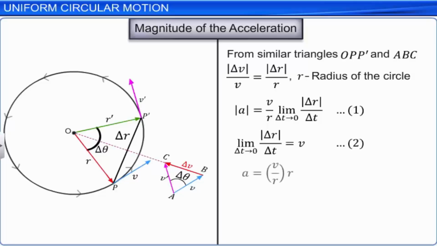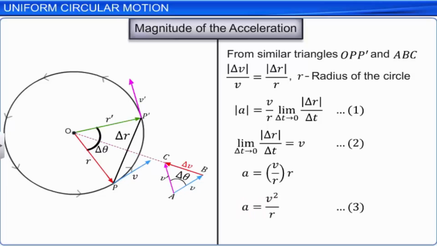The acceleration of a body moving with a constant speed V in a circle of radius R has a magnitude V square by R, and it always acts radially directed towards the center of the circle. This acceleration is called centripetal acceleration. The word centripetal refers to center seeking.